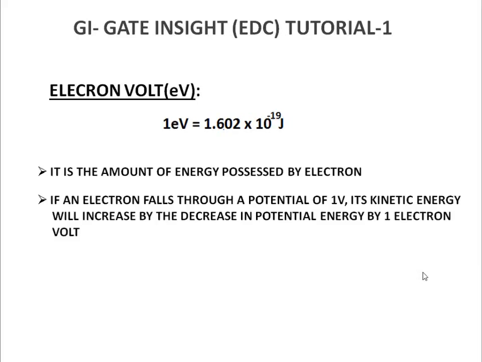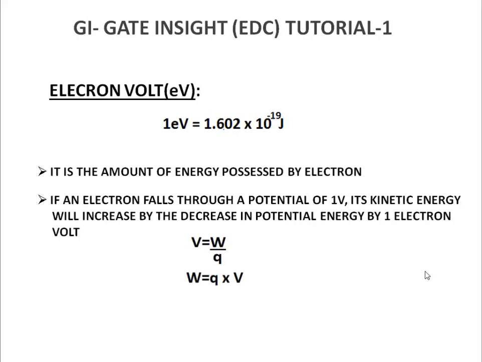So what does that mean? It means if an electron is falling through a potential of 1 volt, then its kinetic energy is increasing and the potential energy is decreasing by the amount of 1 electron volt. So we have potential V is equal to work done per unit charge. So we can find out the work or energy as W is equal to charge × potential V.